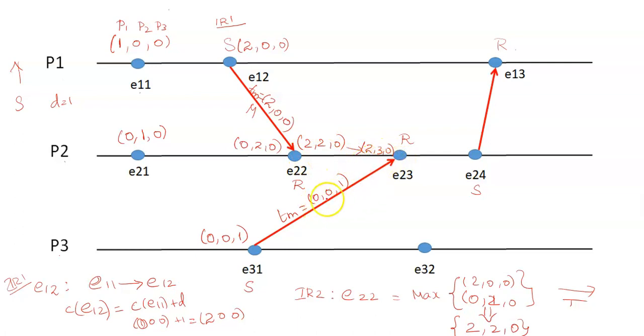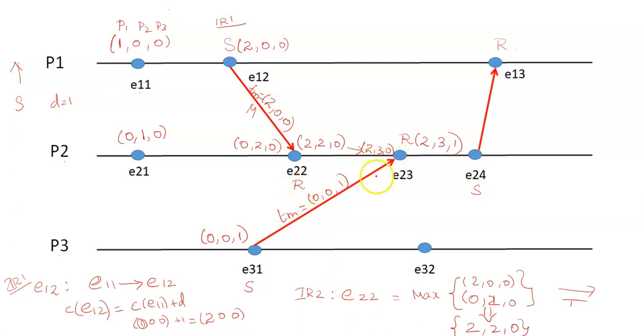So amongst these two, we have to find which one is maximum. Amongst 0 and 2, 2 is maximum. 0 and 3, 3 is maximum. 0 and 1, 1 is maximum. So the time vector for E23 is 2, 3, 1, which is the maximum of 0, 0, 1 and 2, 3, 0.